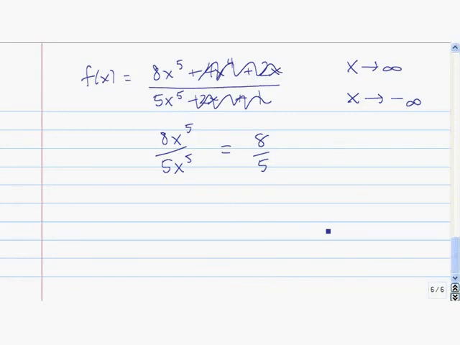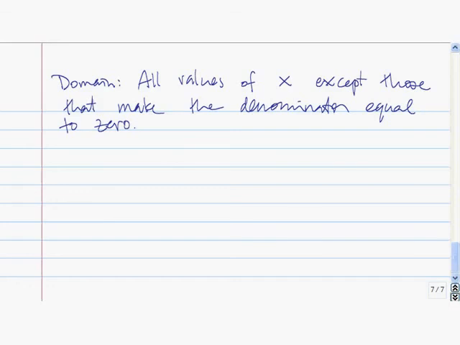Okay, now let's talk about the domain of a rational function. The domain of a rational function is fairly easy to find. It's just the values of x, except those that make the denominator equal to 0. So, for example, if we have f of x equals x squared plus 10x plus 1 divided by x squared minus 8x minus 20, to find the domain, we just need to find out what makes the denominator equal to 0.